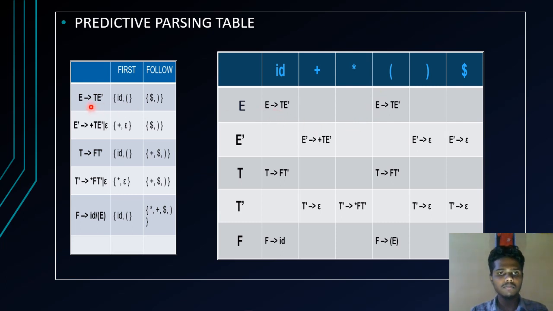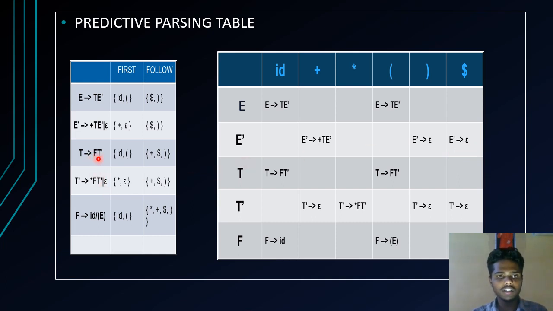So we write the same grammar, that is E tends to T E dash in id and open parenthesis. Next coming to E dash, the first of E dash was plus and epsilon. In the place of the plus column and epsilon we need to write it. So E dash tends to plus T E dash, and E dash tends to epsilon, and in dollar, E dash tends to epsilon.